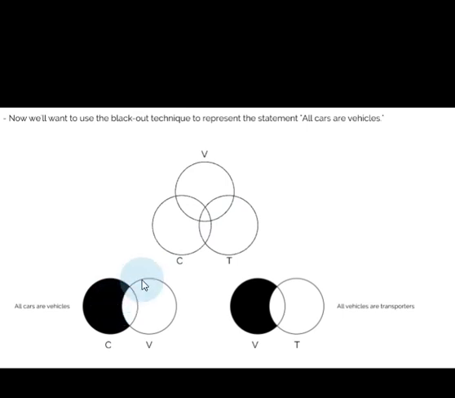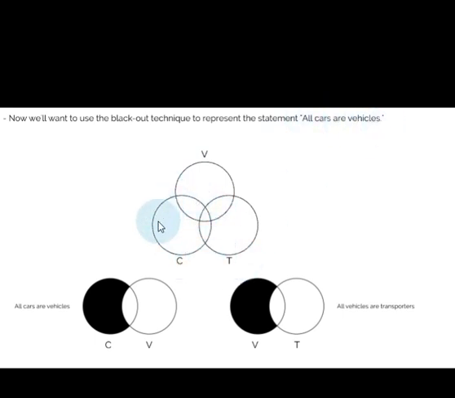What we're trying to represent is all cars are vehicles. So what we can ignore is the T circle. I'm so sorry. Okay, let's start all over. Right? We've got our three categories. We've got our three circles. First, let's represent the statement, all cars are vehicles.